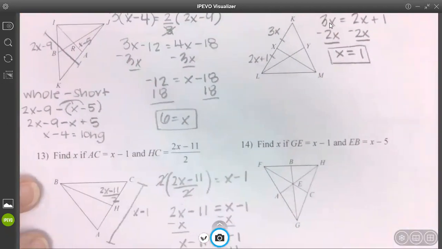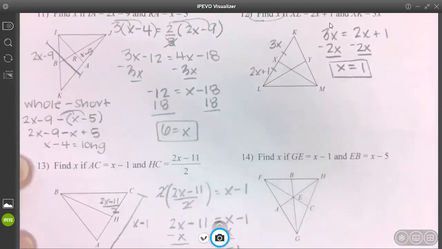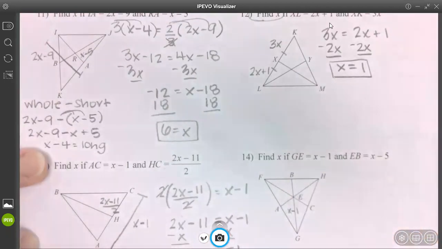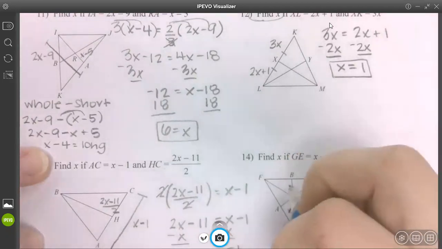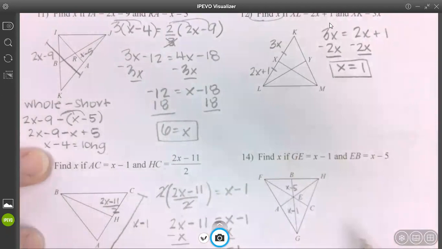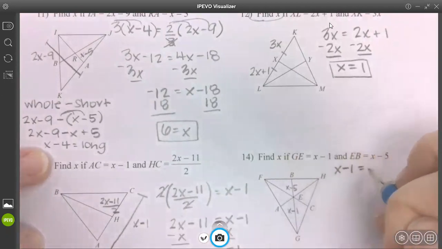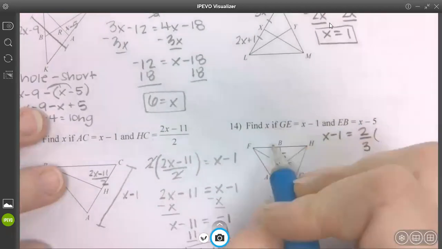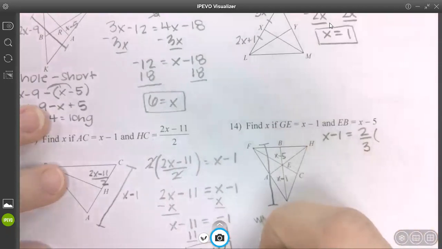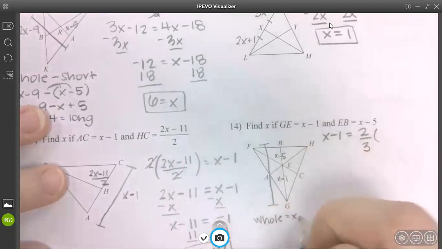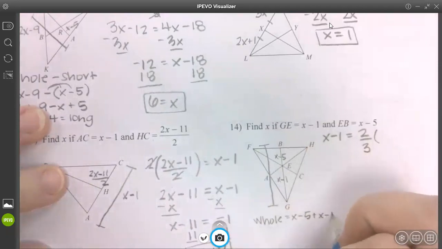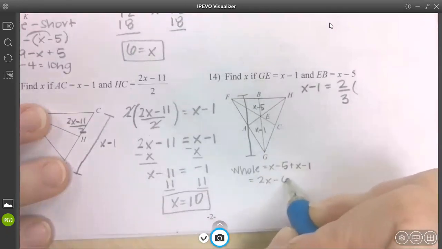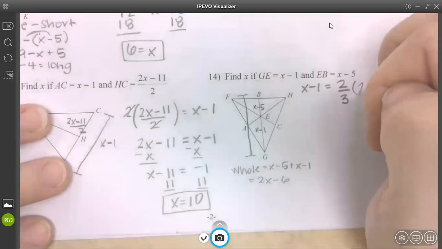All right. So look at 14. 14 gives you GE. GE is your long part, but they also give you your short part. We talked about this as well. So we have our long part, x minus 1, 2/3, but now we need our whole part. So how do we get the whole length? We add up the parts, x minus 5 plus x minus 1. When we add them up, we get 2x minus 6, and that's going to go up here.